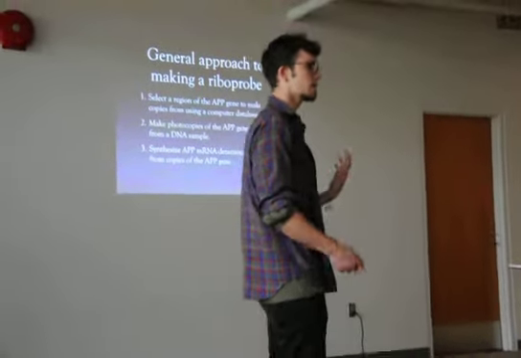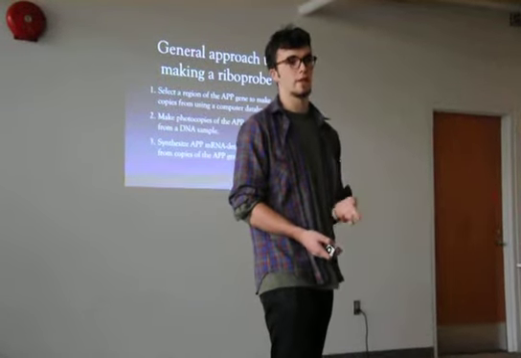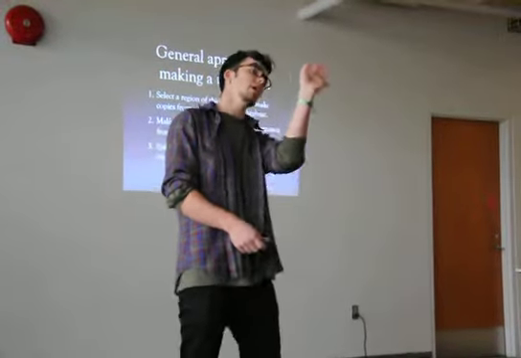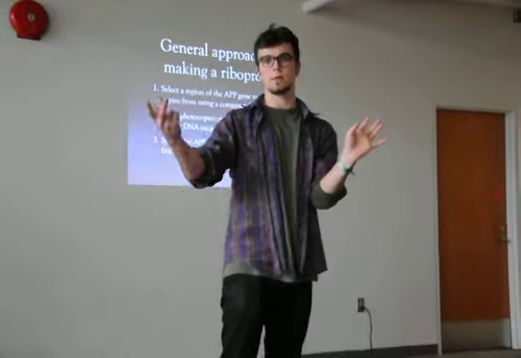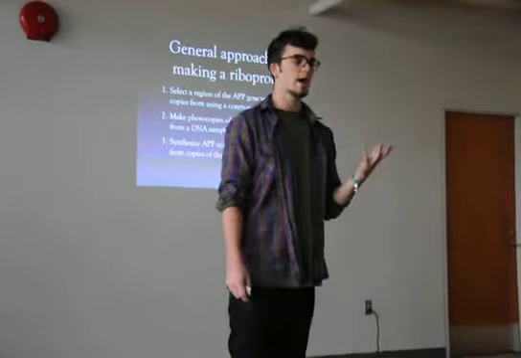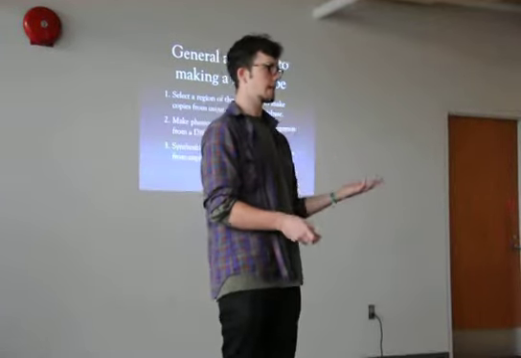So to begin, I have to select a region of the APP gene, the amyloid precursor gene, that I want to detect. And then I have to make a bunch of photocopies of that gene from a DNA sample that I've taken from a monkey. And then I have to synthesize my riboprobe from those little genetic photocopies using special enzymes.